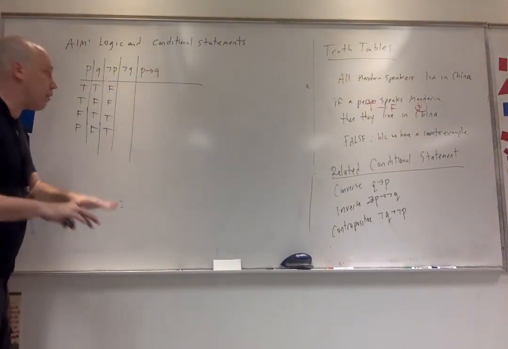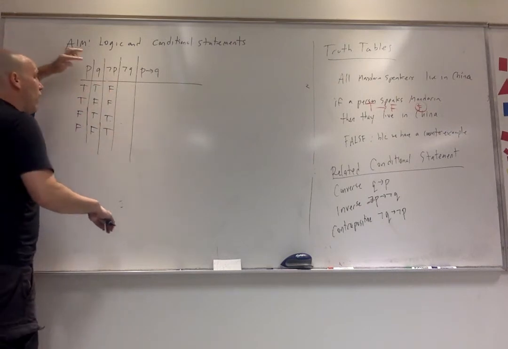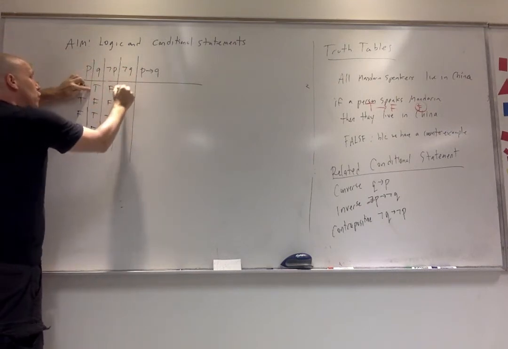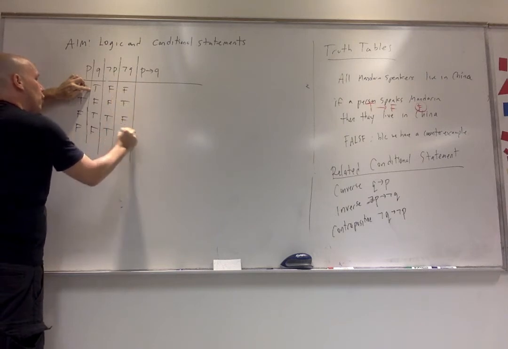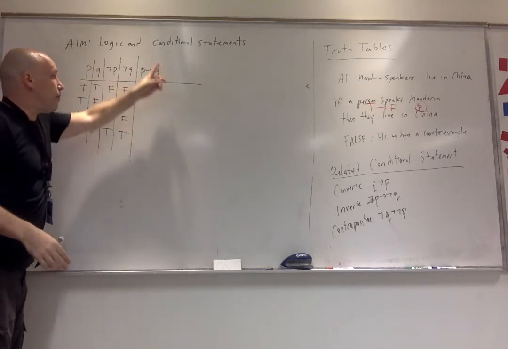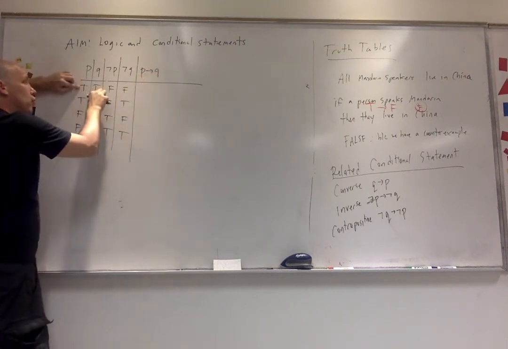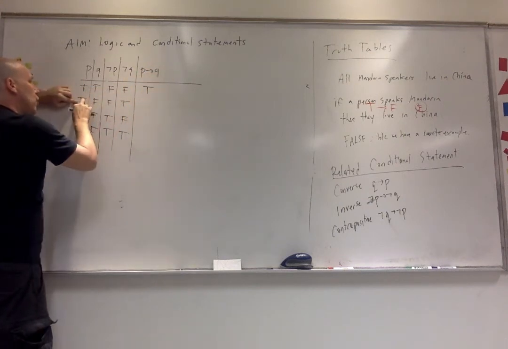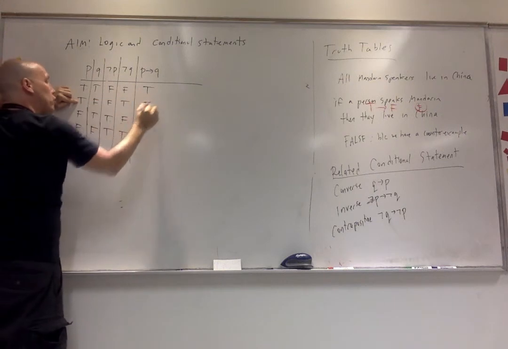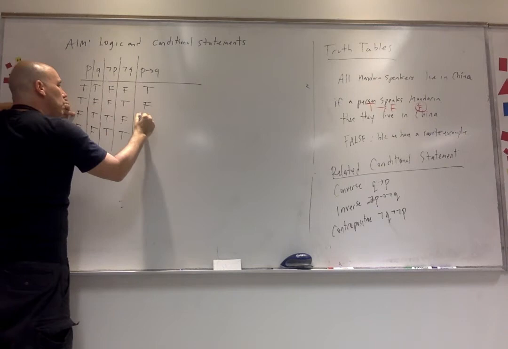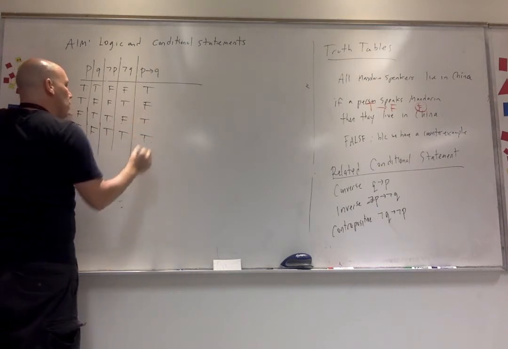Okay, we're almost done. Not Q. If Q is true, false, true, false, then not Q is false, true, false, true. We said that P implies Q was true implies true, true. True implies false, false. And then false implies true, and false implies false are both true.